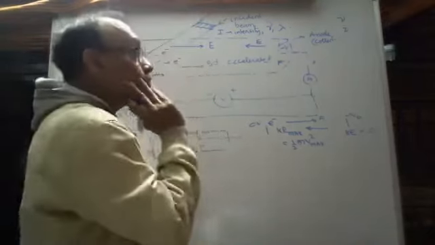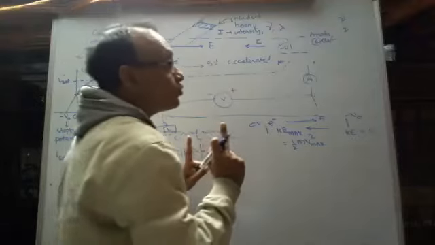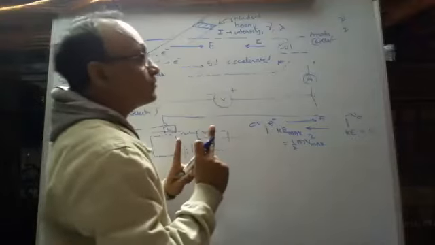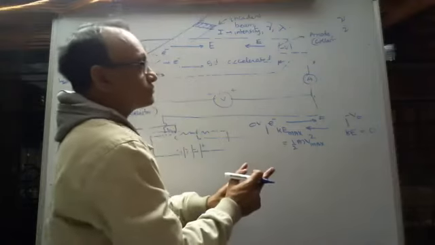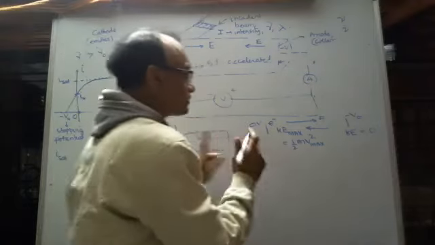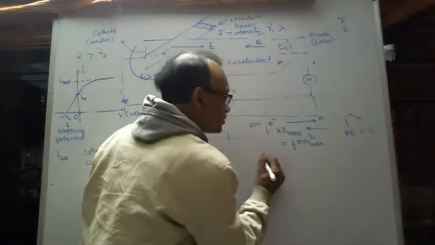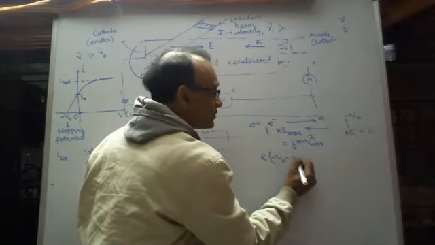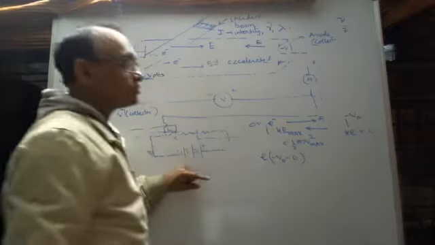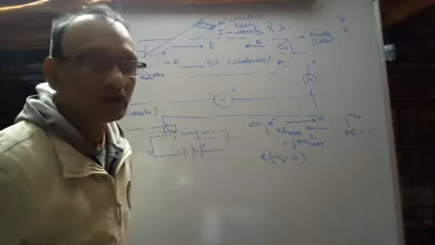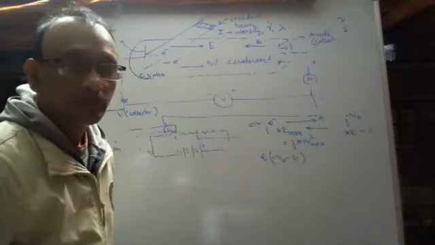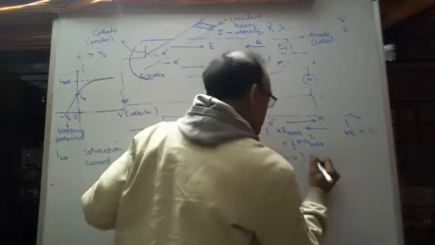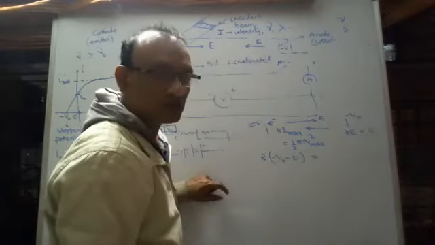है ना? तो अब क्या है, व्हाट इज द वर्क डन? Work done on the electron would be E into change in potential, minus V naught minus 0. That's the work done by the electric field. And that must be change in kinetic energy from work energy theorem.